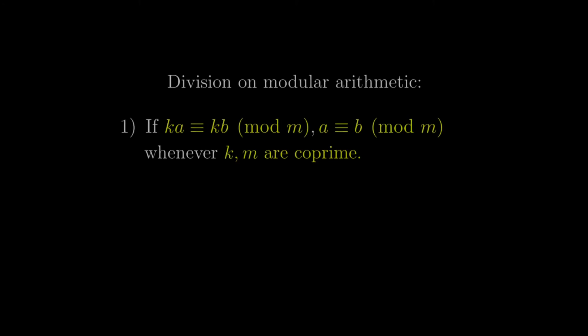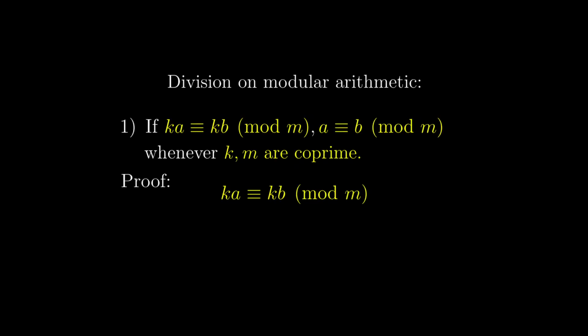In fact, we can further generalize this like so. If ka is congruent to kb modulo m, then we can divide both sides by k, provided that k and m are coprime. This is our first rule for division. We can prove this pretty easily.